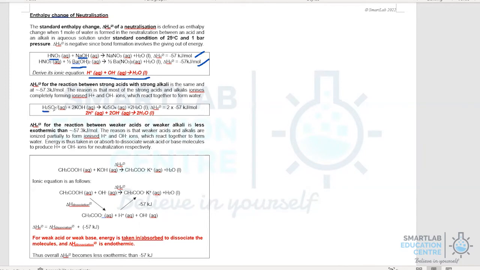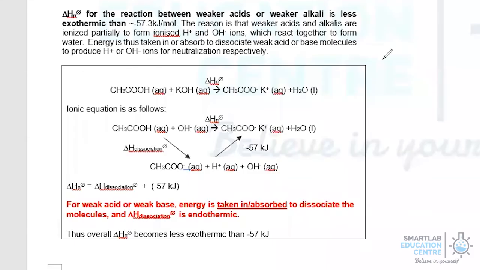Similarly, in the same case of sulfuric acid with KOH, the standard enthalpy of neutralization will still remain as negative 57 kilojoules for every 1 mole of water molecule formed. In this thermochemical equation, we have 2 moles of water formed. That's the reason why the enthalpy change is 2 times negative 57 kilojoules. We now take a look at what happened when either the acid or alkaline is weak. Say, for example, in this case, we take a weak acid.